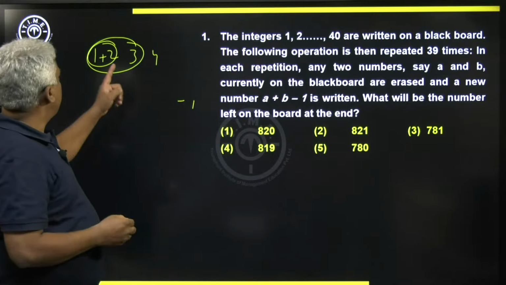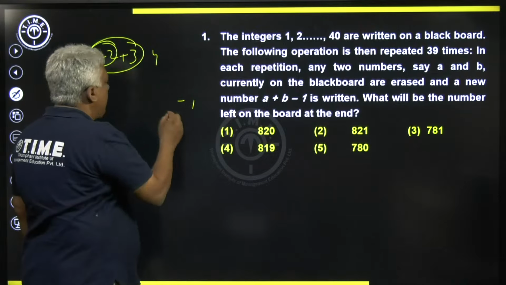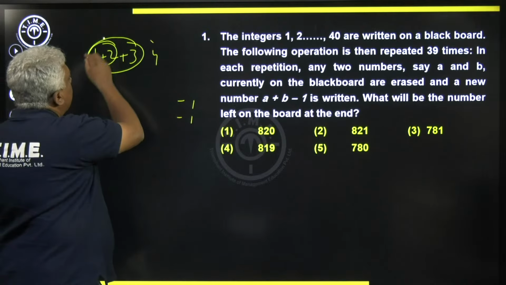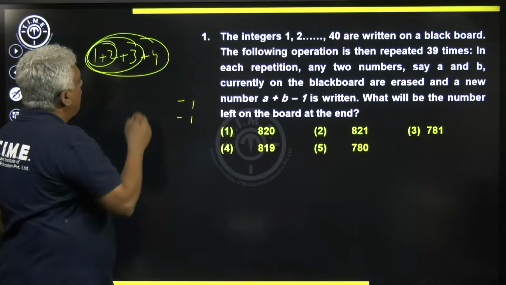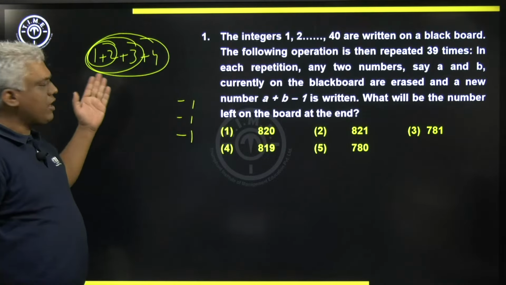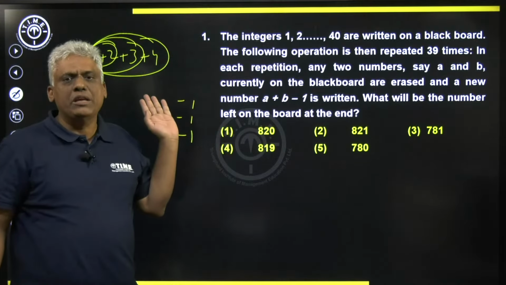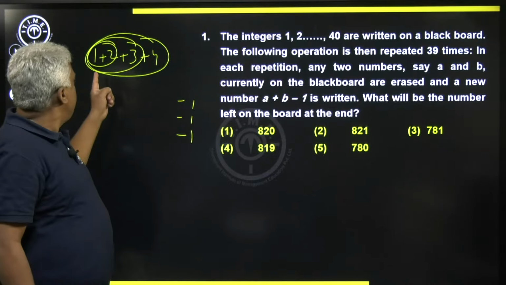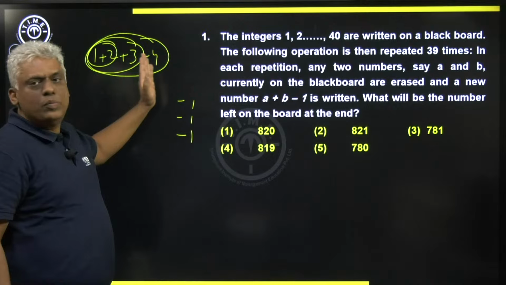So again, I'll get 1 plus 2 plus 3, and I'll again have a minus 1 here. If I add the next number, plus 4, I will add minus 1, and I'll get a single number. So when there are four numbers, we'll have the operation three times, and we'll have minus 1 three times, and we are adding 1 plus 2 plus 3 plus 4.